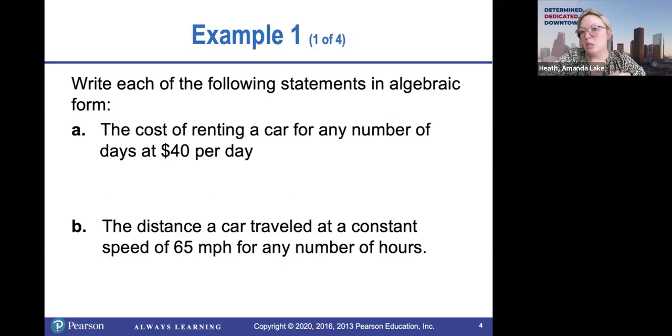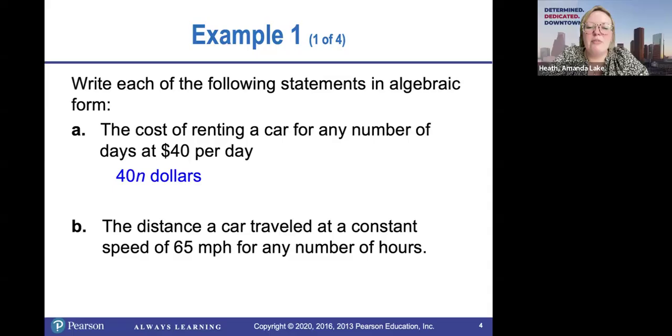So we're going to usually use X and N a lot. Typically, we could choose a letter that makes sense, that reminds us of what it stands for. So if we have a situation where the cost of renting a car for any number of days is $40 a day, then we could say N for the number of days, D for days would make sense. But if we want to write this as an algebraic expression, we could do 40N dollars is the total amount of your car rental, where N is the number of days.